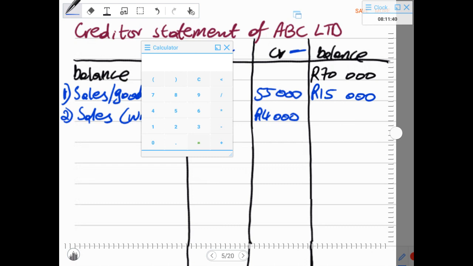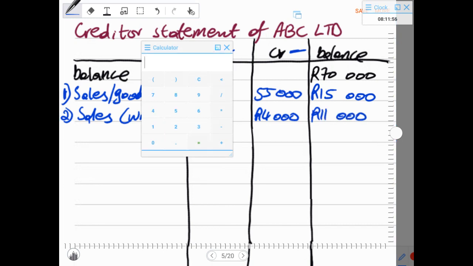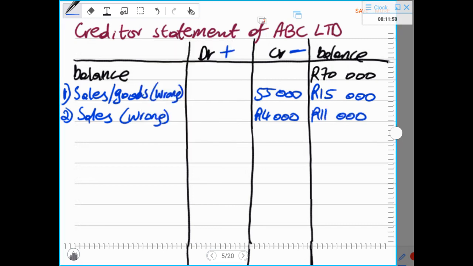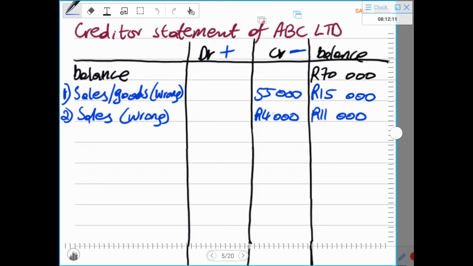Then let us check how much the balance is after they've recorded that. So now we have 15,000 minus 4,000 rands. They record that amount incorrectly, so they end up with a balance of 11,000 rands. The question is, did they record the correct amount of 40,000 rands? The answer is no. How much have they recorded? They recorded 4,000 rands. Is the 4,000 on the right side? No, it is on the wrong side.